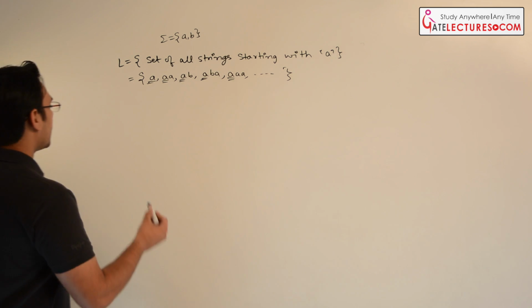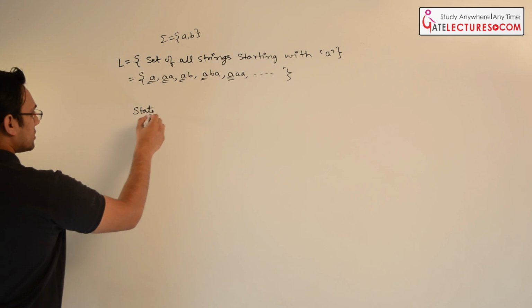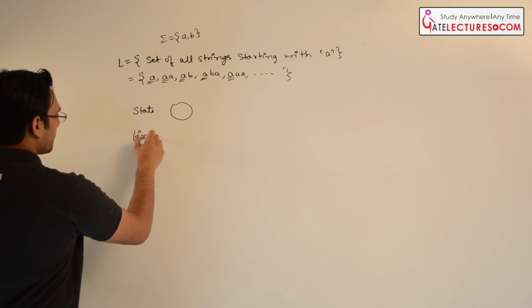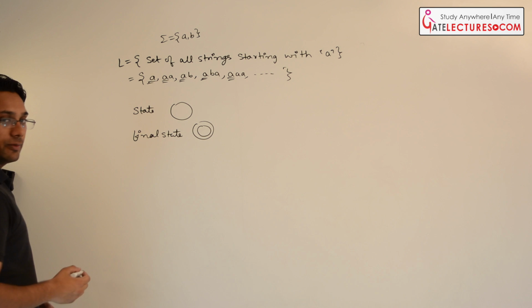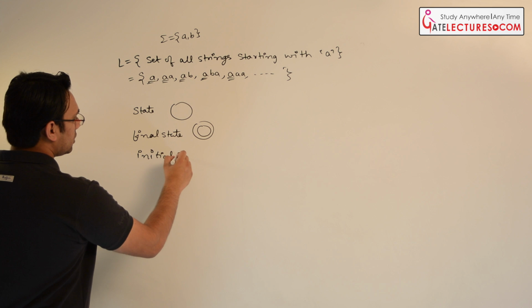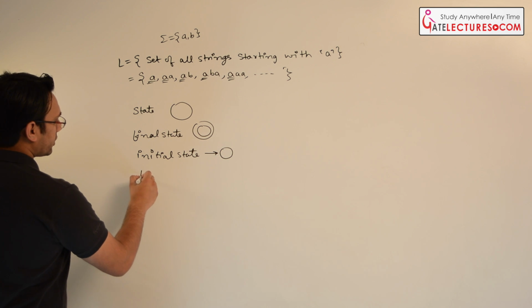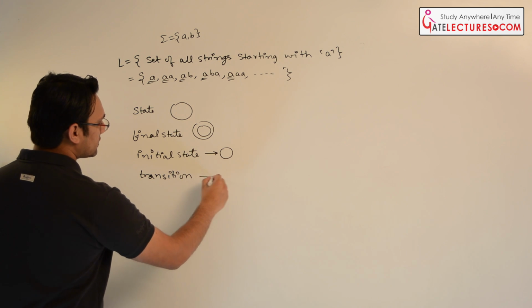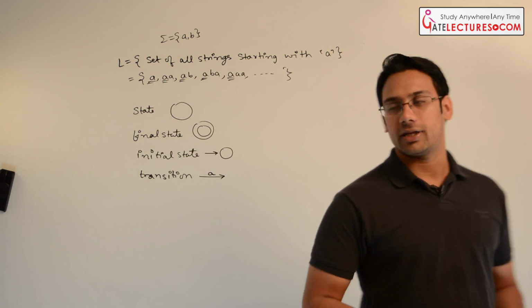Okay. So in this diagram we are going to use something called as state. A state will be drawn something like this. We will be using something called as final state. A final state will look something like this. We will be using something called as initial state. The initial state will look something like this. And then we will be using something called as transition, which will look something like this. Okay. So these are the basic elements of this finite automata diagram.